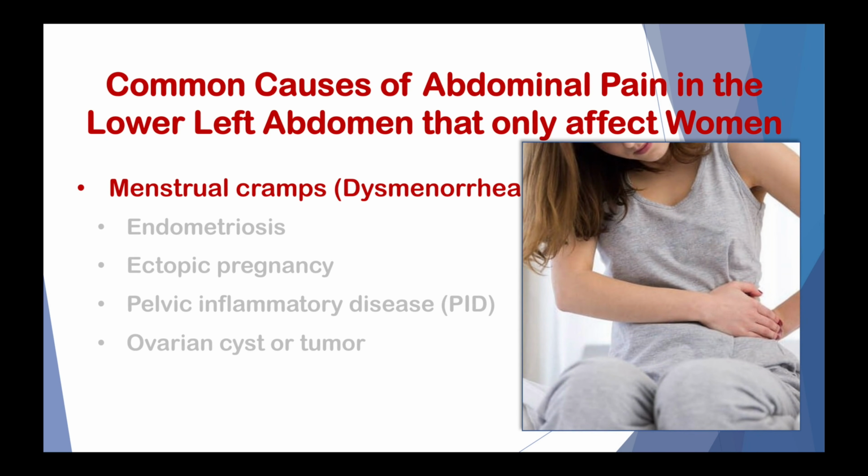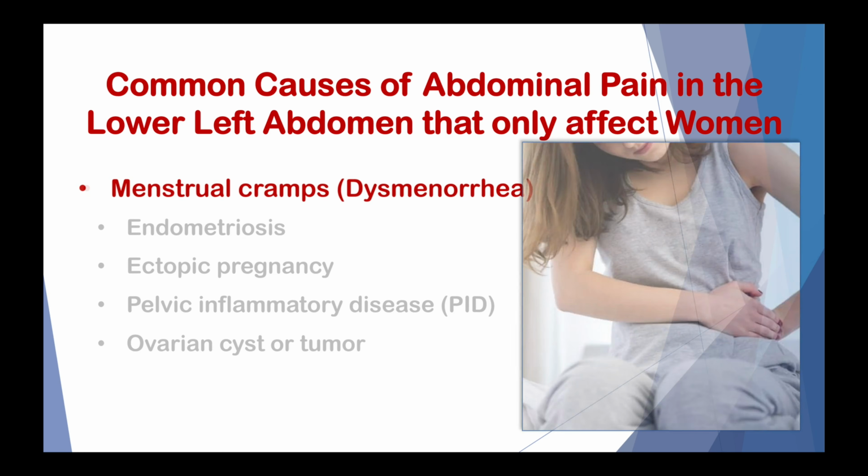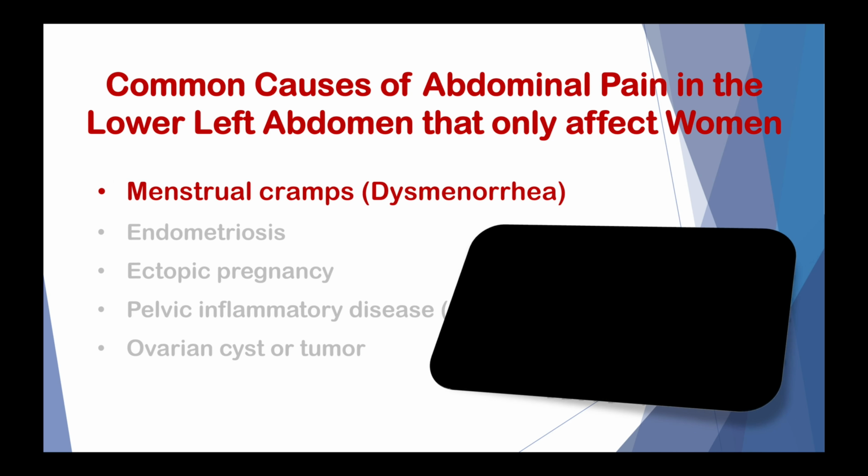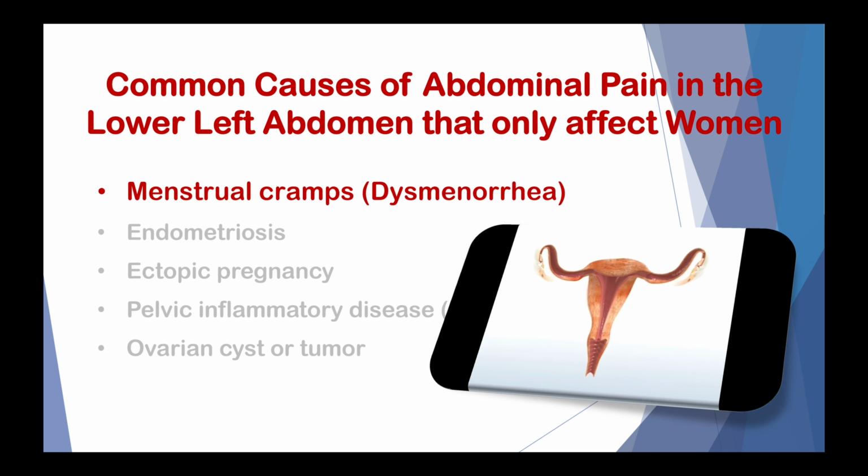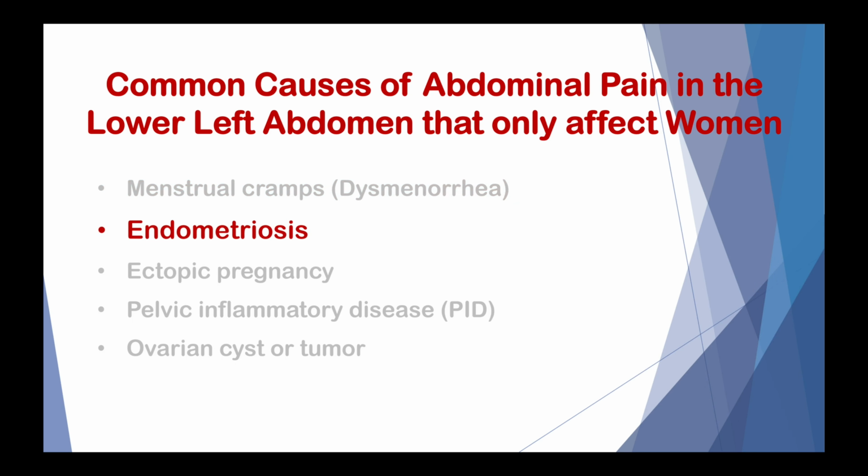Common causes of abdominal pain in the lower left abdomen that only affect women. Menstrual cramps, dysmenorrhea. It occurs when your uterus contracts too strongly during your menstrual cycle. It can press against nearby blood vessels. This briefly cuts off oxygen to the uterus. The lack of oxygen causes pain and cramping in your lower abdomen. You may also have other symptoms, such as lower back pain, nausea, diarrhea, and headaches.